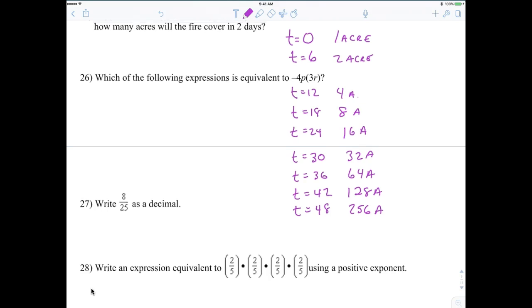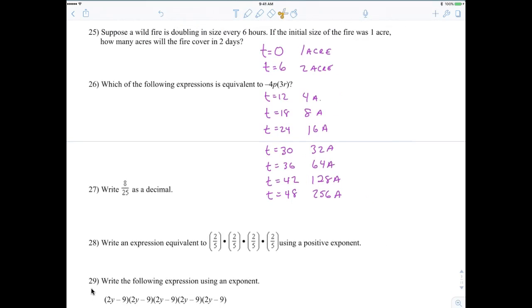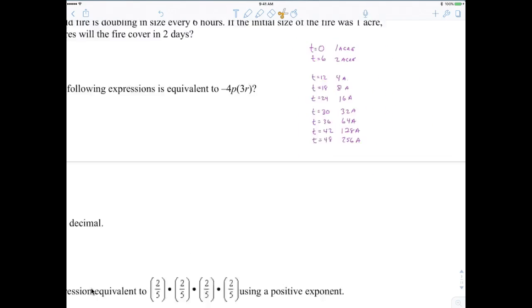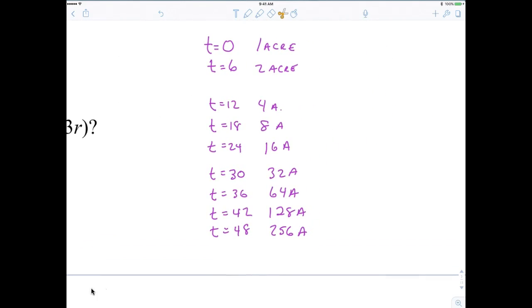Now notice what I did here, guys. I did a nice little pattern that I would hope you would be able to do. All right, does everybody see that? So at t equals 0, you'd be at 1 acre. T equals 6, 2 acres. You just count down to what? You count down to 48. The reason why we're doing 48 is because that would be what? 2 days. It's 48 hours.